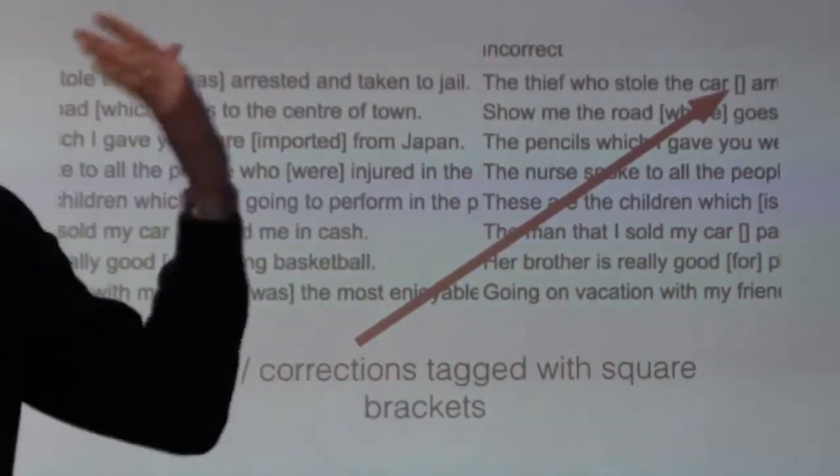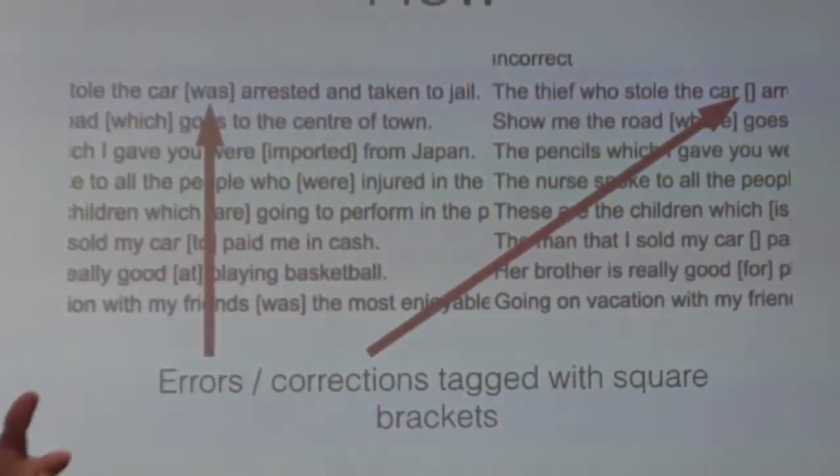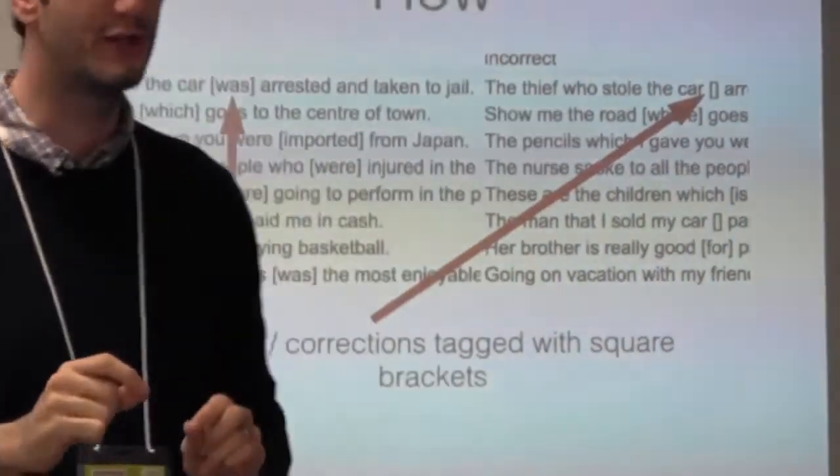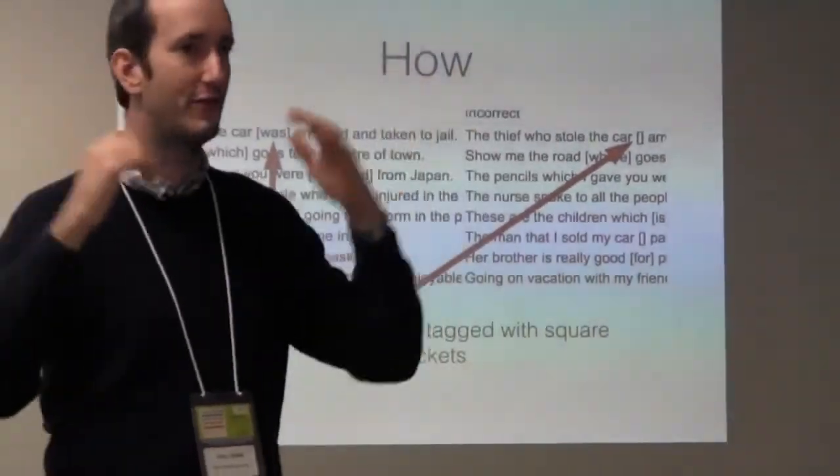By the way, if anyone wants to join us on this thrilling adventure, please go ahead. It's very easy. I can give you access to the Google Sheet. All you have to do is tag the mistake and tag the correction with square brackets, okay? And we could get another 500 sentences.